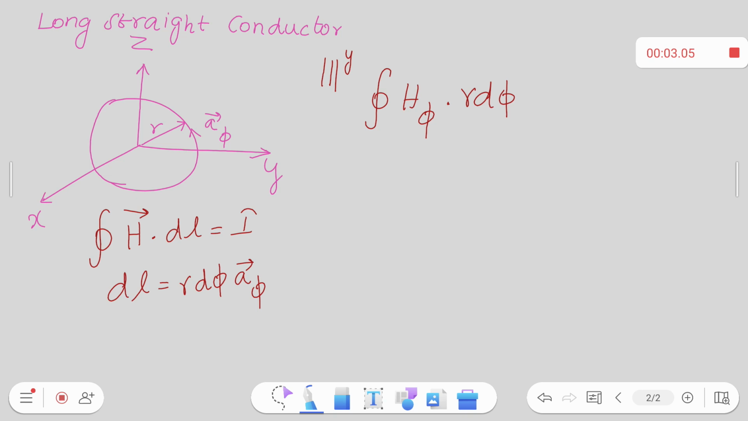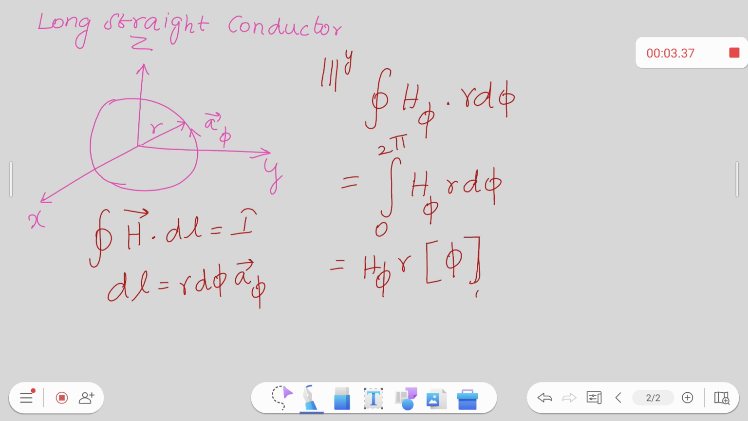So this can be evaluated by the integral of H phi r d phi over the limit. Since it is a line integral, the limit for phi varies from 0 to 2 pi. For a cylindrical coordinate system, the value of phi ranges from 0 to 2 pi. So if I integrate with respect to phi, H phi r is a constant, and the integration of d phi is phi. So the limit is 0 to 2 pi. If I substitute, I'll get 2 pi r into H phi. So this is my left hand side.